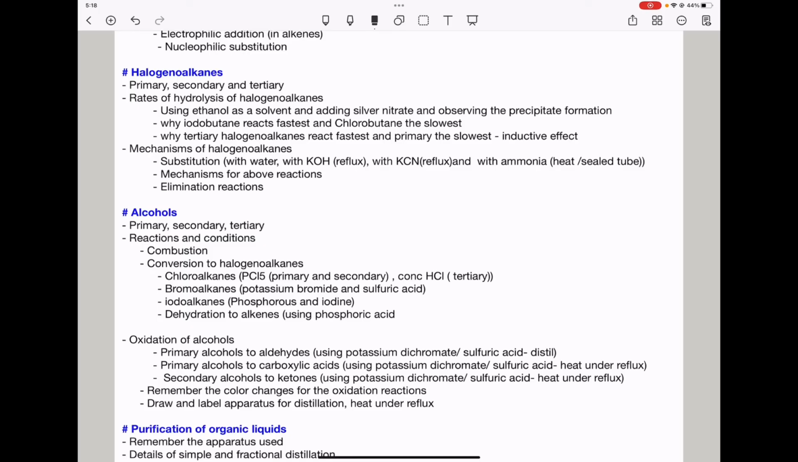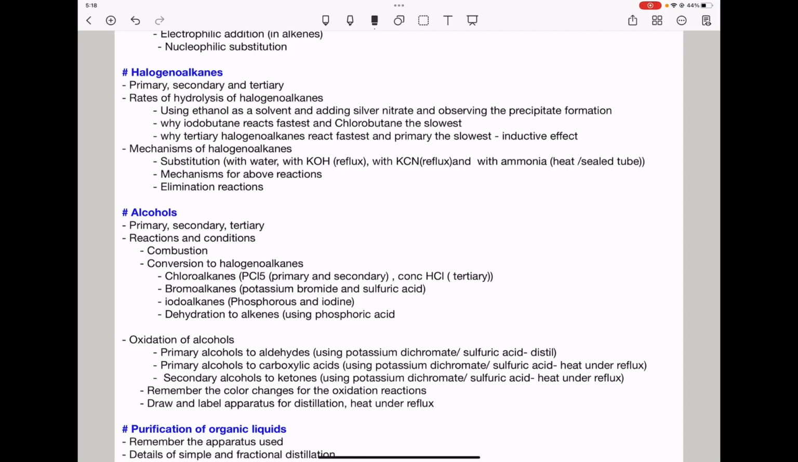When we go to alcohols, know that they can be primary, secondary, or tertiary. And then you need to know the reactions as well as the conditions that alcohols go through. They can go through combustion, which can be complete or incomplete. They can go through conversions to halogenoalkanes. When you want to form chloroalkanes, you will react with PCl5 if the alcohol is primary or secondary. If it's tertiary, you could directly react with concentrated hydrochloric acid.